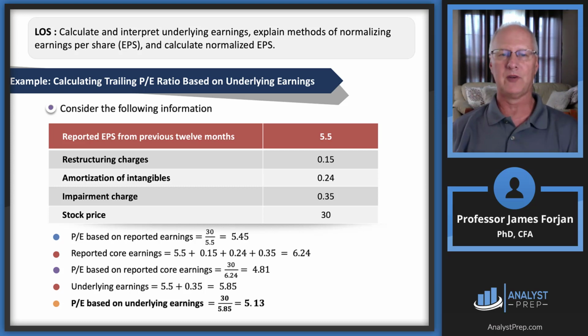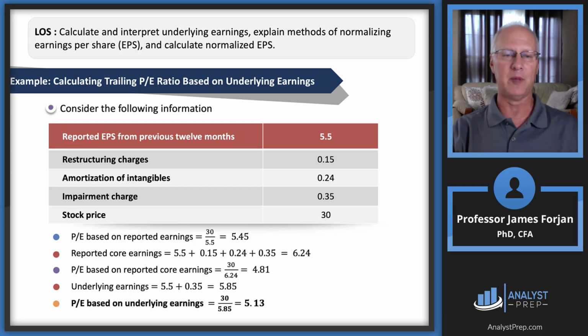And then the amortization of intangibles, let's go ahead and make the assumption that we think these things are going to probably continue. All right, so let's go look at the circle points down there. PE based on reported earnings. All right, so that's an easy one, right? 30 over 5.5 gives me 5.45. All right, so reported core earnings. So let's go ahead and take that 5.5 and add those three together and get the 6.24. And let's take then in the third circle point, the 30 divided by that 6.24 and get the 4.81.